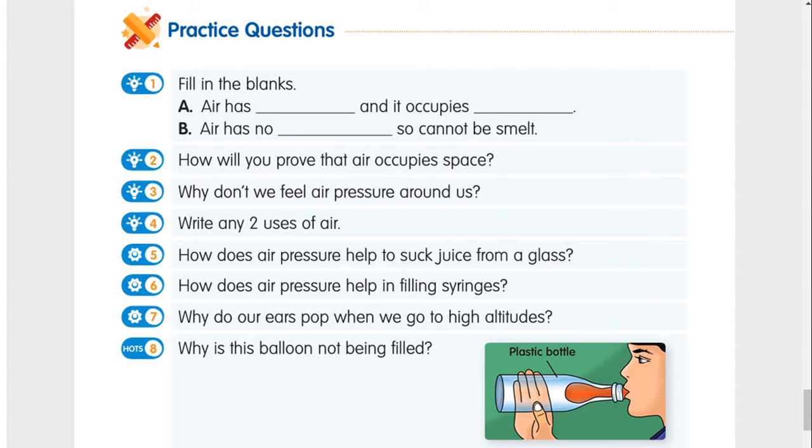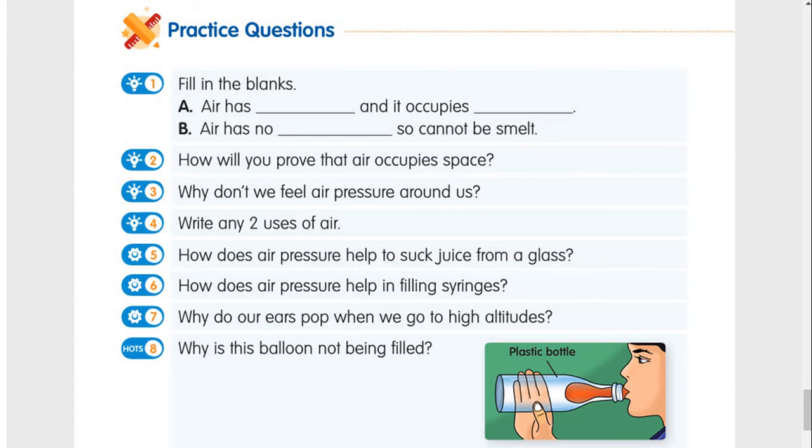Question number 1b. Air has no dash, so cannot be smelt. Air is colorless and odorless, isn't it? So, the answer is odor. Air has no odor, so cannot be smelt.